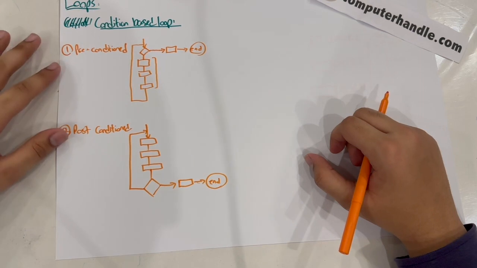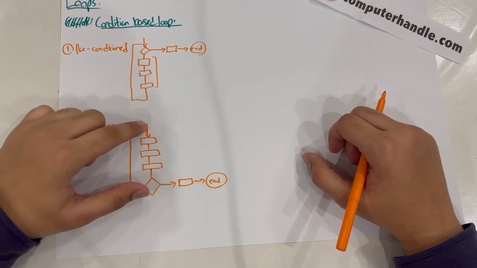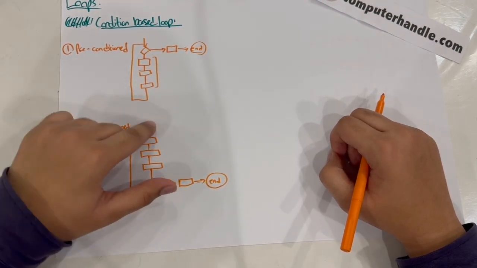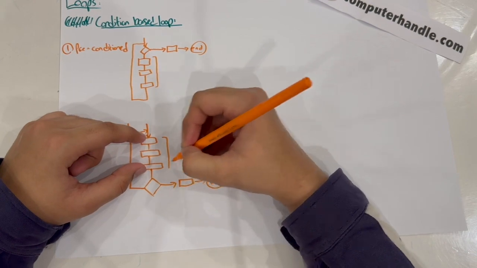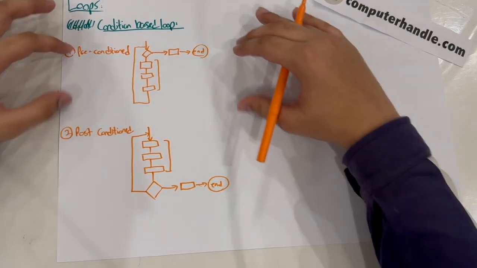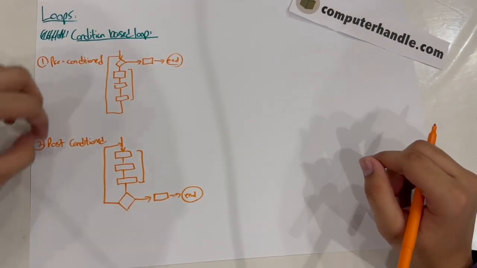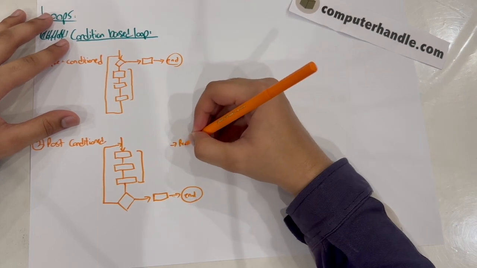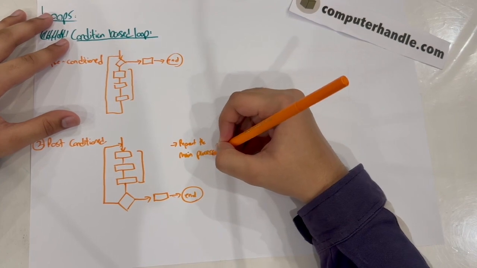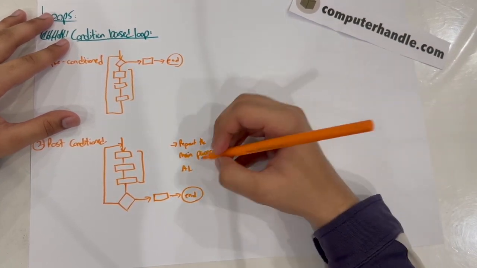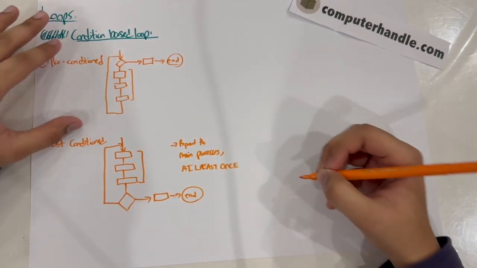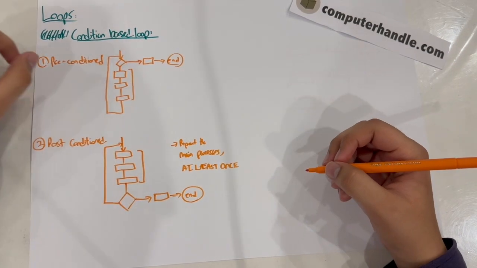But in this scenario here, if the condition is already true, the loop will still run, because the processes will be performed at least one single time. So the feature of the post-condition loop, and this is the way we design both of these, is that it's going to repeat the main processes at least once, no matter what the case is. I'm going to write at least once. But in the other scenario, it really depends on the condition.